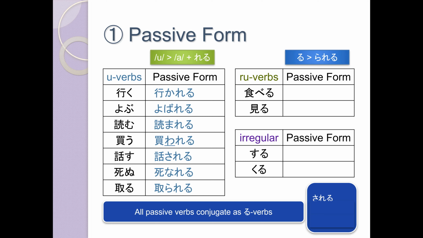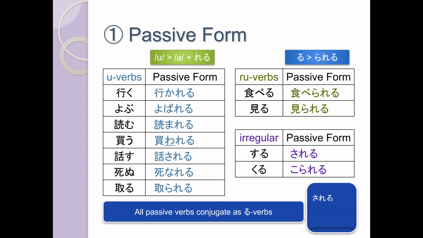Do verbs, on the other hand, the passive form, we're going to get rid of the do and add rareru. So taberu will become taberareru, miru, mirareru. And irregular verbs, suru changes to sareru, kuru changes to korareru.